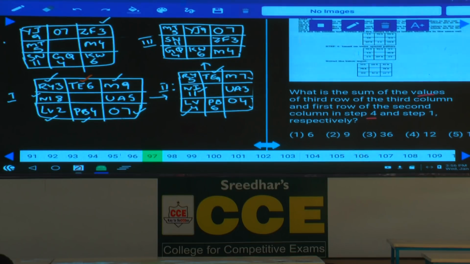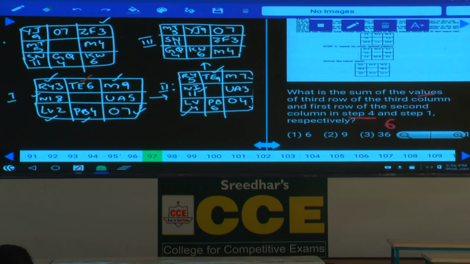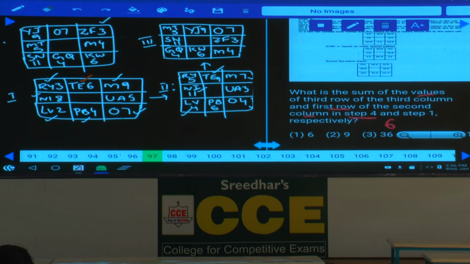What is the sum of the values of third row of the third column in step 4, and first row of the third column in step 1? Step 4, third row, third column, 6. Step 1, first row, third column, 6. Now 6 plus 6 is 12. Done with this? 12 is given in choice 4.